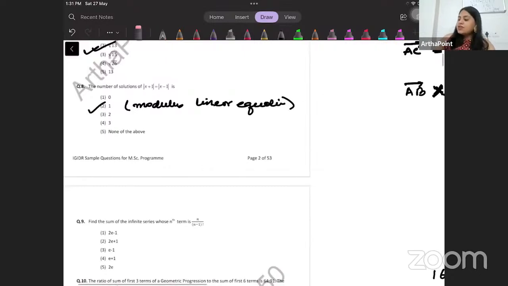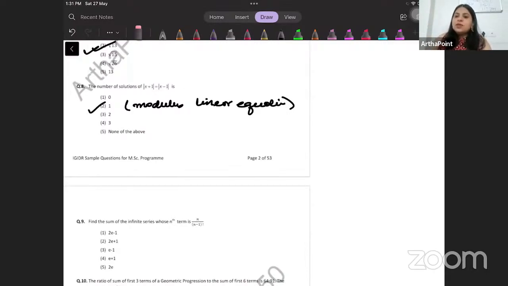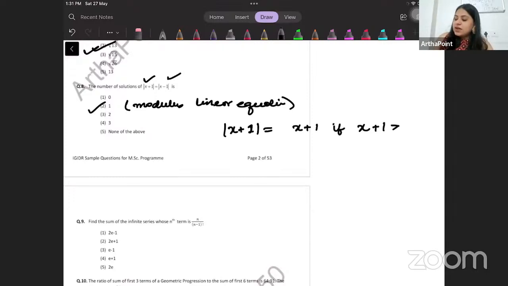So by chance you think, ma'am, I don't get it, I have to solve for the value of x. Okay, then solve for the value of x. So how will you do it? You will open these up. So x plus 1 in mod can be written as x plus 1 if x plus 1 is greater than or equal to 0, and minus x plus 1 if x plus 1 is less than 0.